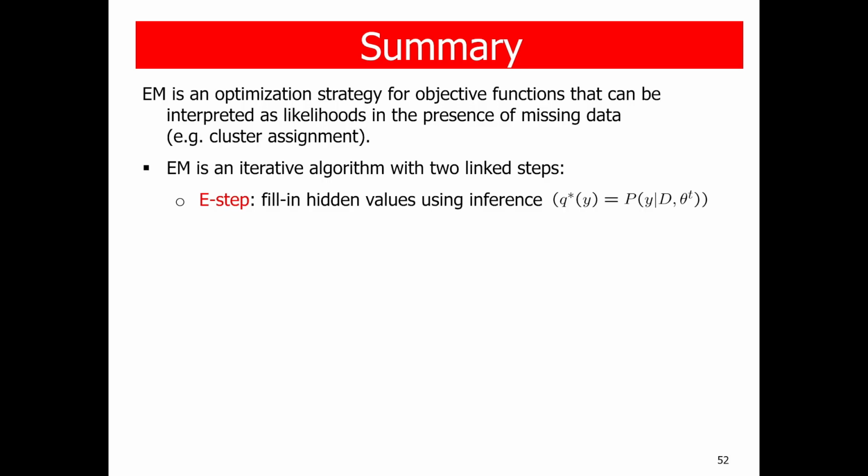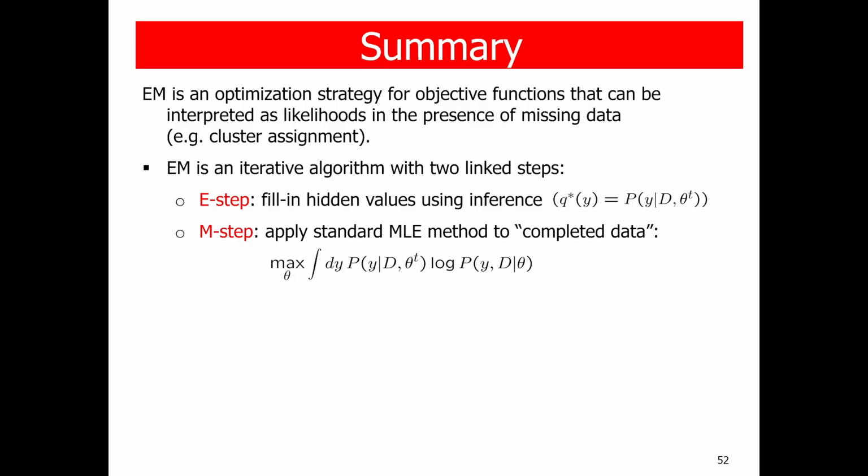That is, we calculate this q star y distribution, which was the conditional distribution of the hidden values y, given our data d and the parameters at iteration t, theta t. In the M step, we wanted to maximize the joint completed log likelihood, the log of the probability of the hidden values y and our data d, given the parameters theta. Since y is unknown, instead of directly maximizing this joint completed likelihood, we maximized the expected value of that.